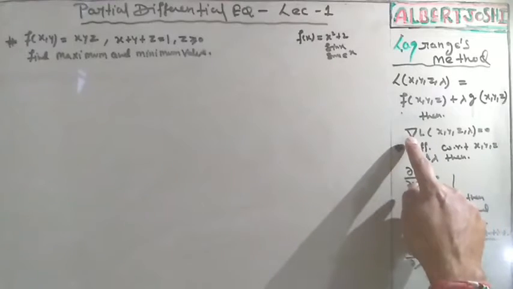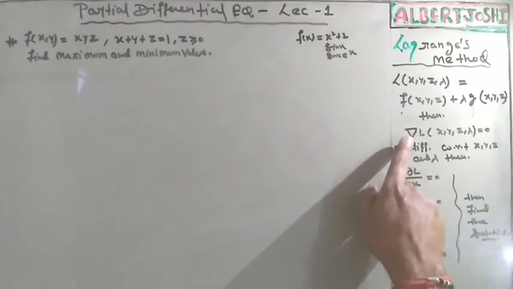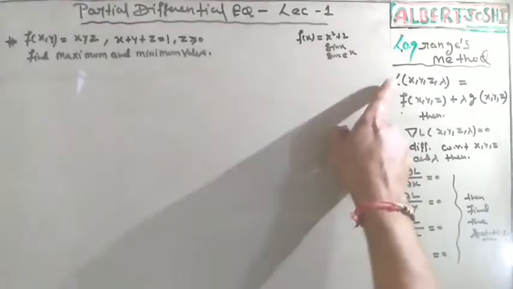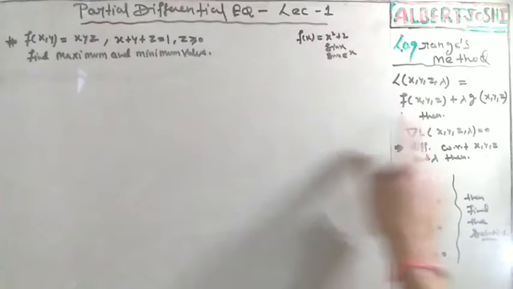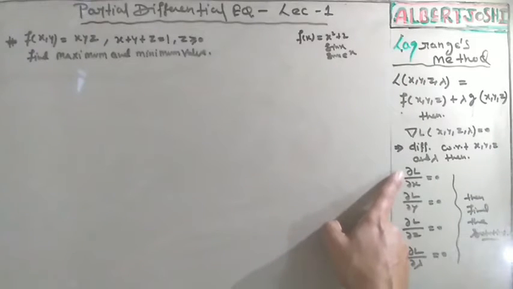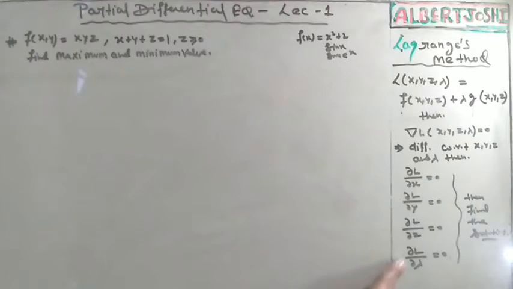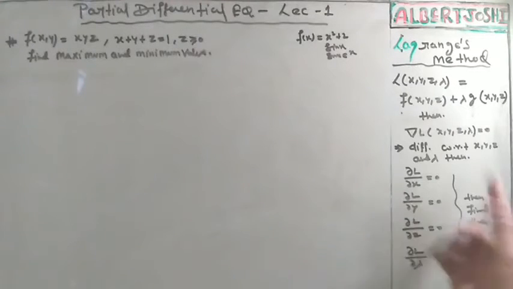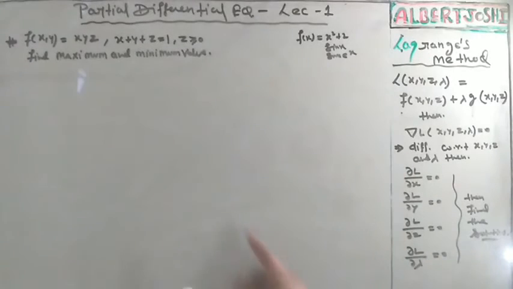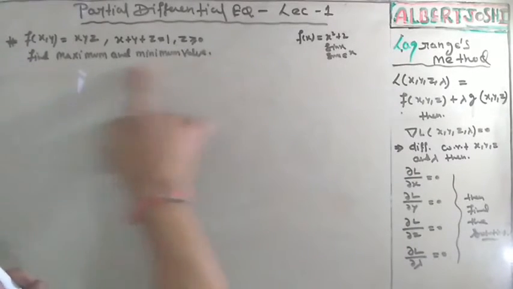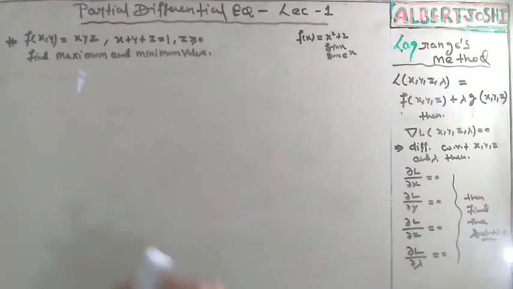Then del L is equal to 0, which means you have to differentiate this L with respect to x, y, z and lambda, and set each equal to 0. Then you will get some equations, you will solve them, and you will get the solution. We will discuss this in the question.